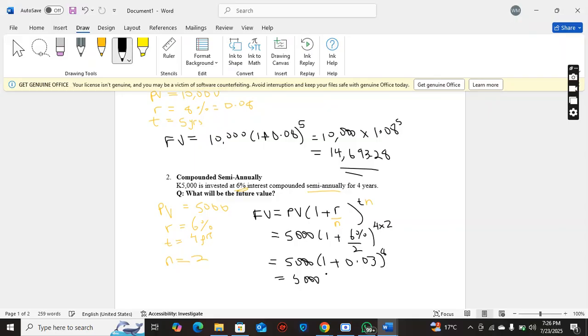So we're going to say 5,000 multiplied by 1.03 to the power 8. That is 1.26 times 5,000. You get 6,383.85. So this is how much you're going to have after 4 years, colleagues.